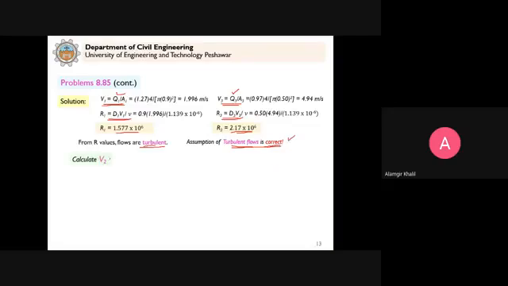So now next we calculate V2 because Q2 is given. So V2 comes out to be this much. Again you calculate R2, and R2 is this much.